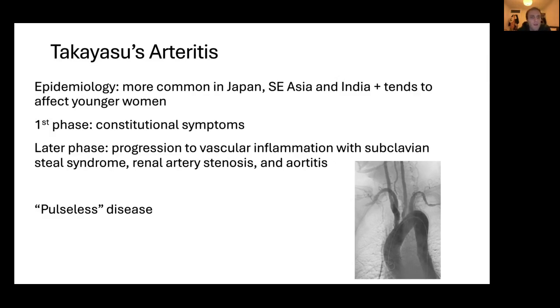You can get subclavian steal syndrome, stenosis of the renal arteries, so again, you get high blood pressure and aortitis, where the aorta becomes very inflamed. And the giveaway in exams will be on examination, a patient won't have any peripheral pulses. So in these patients, on palpating the radial pulse, they've got a very weak or faint radial pulse. Tend to be younger women, and they'll have this association with constitutional symptoms, so fevers, fatigue, and weight loss.